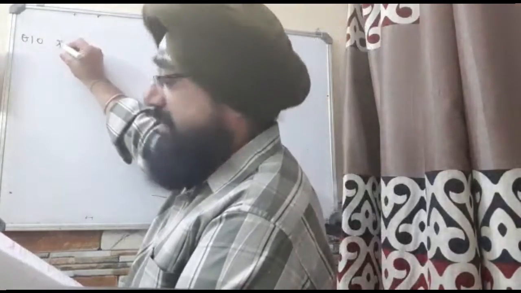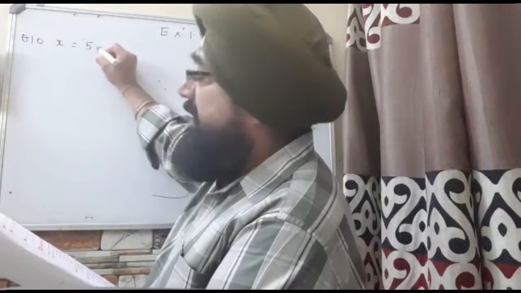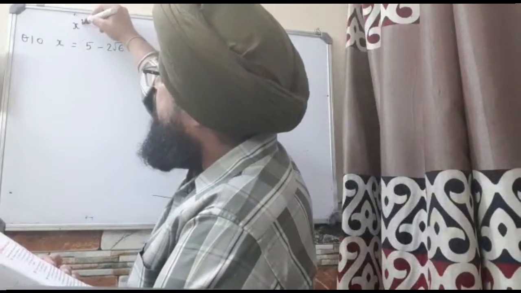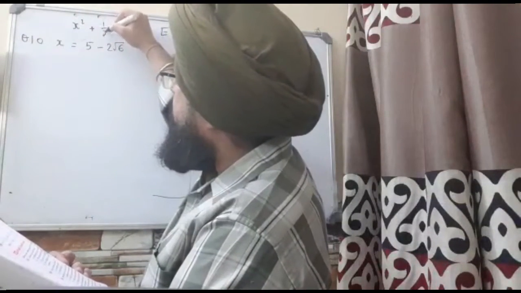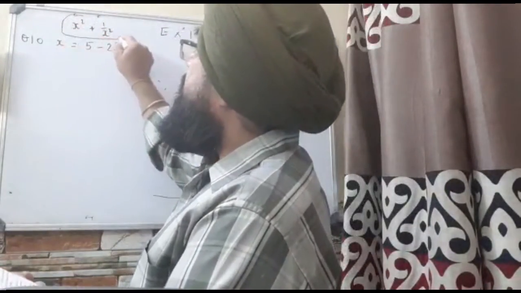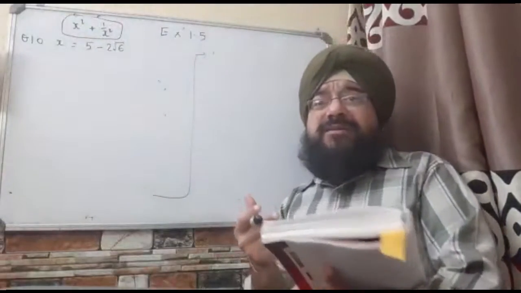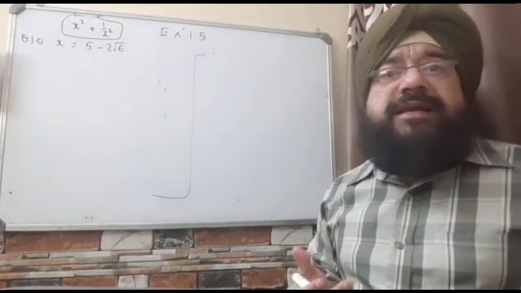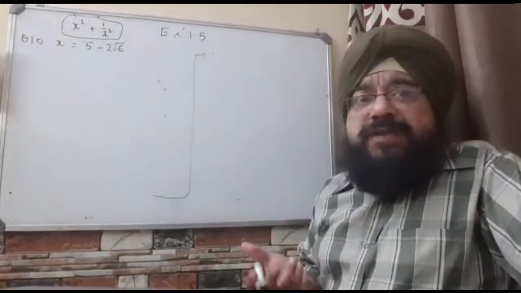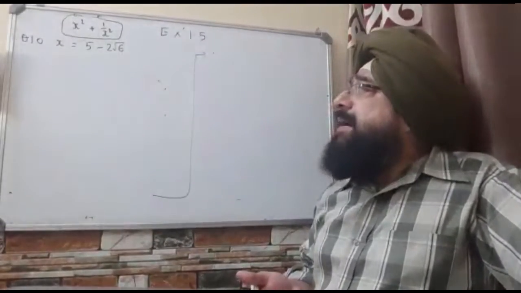From exercise 1.5, x is equal to 5 minus 2 root 6. I need to find the value of x square plus 1 upon x square. Finding the value of x square first is not that good an idea, but of course, yes, I can think of that also. Not that bad an idea.